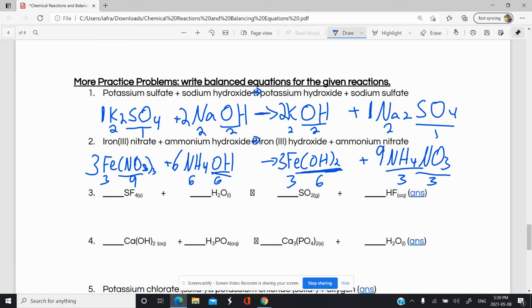Oh, yeah, that's why I'm having a problem here. So notice I was having some troubles balancing this, and for some reason it just wasn't working out. And I found my mistake. Sometimes that happens. This is iron 3 hydroxide.